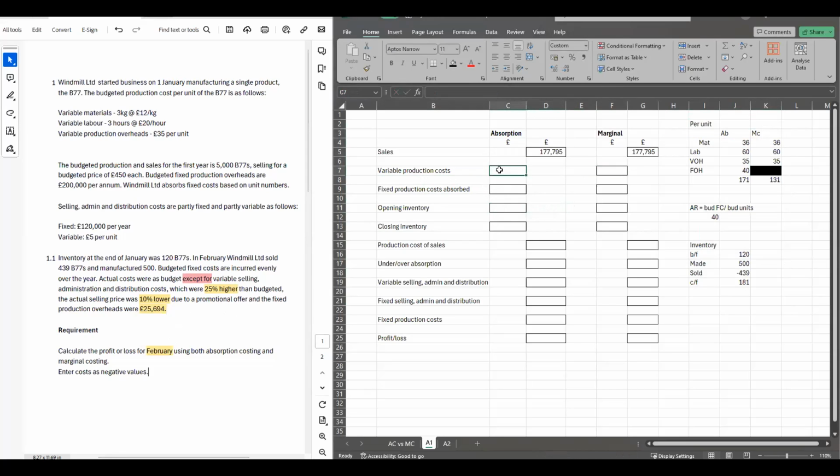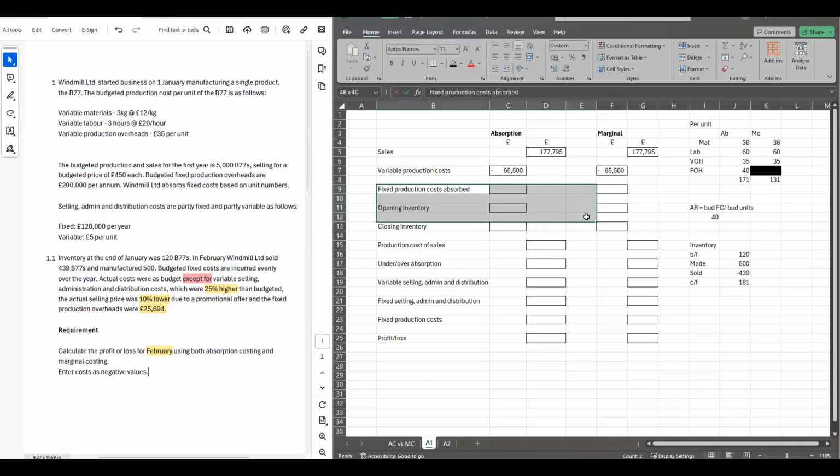We can go, okay, well, I know that per the information we made 500, so therefore I'll multiply the 500 units made by the marginal cost, effectively the 131. And it's going to be the same for both columns. Both columns are going to show the same variable production costs.